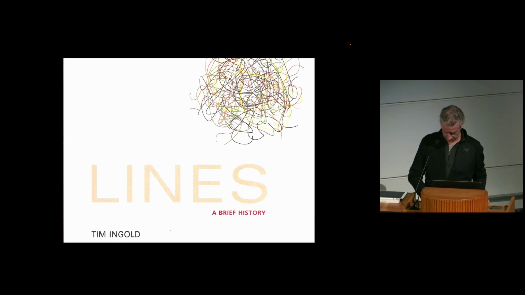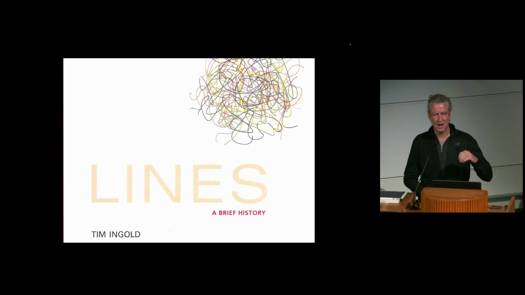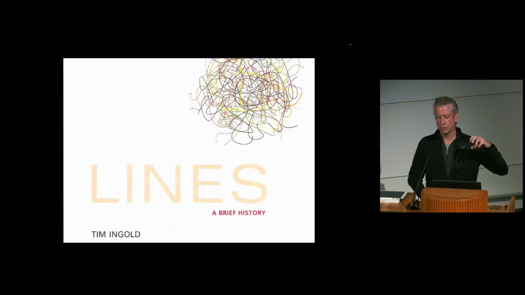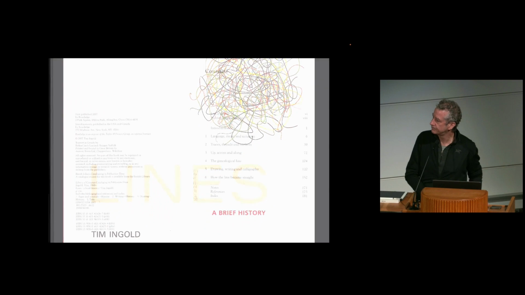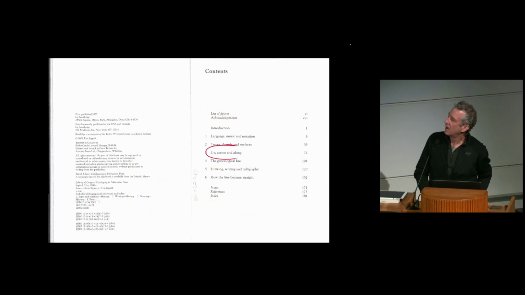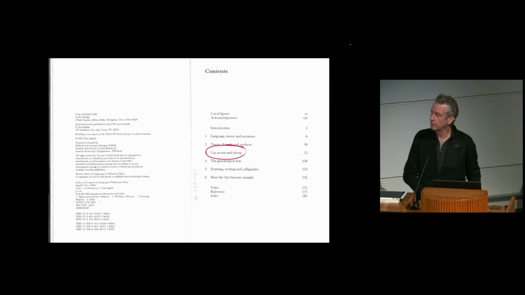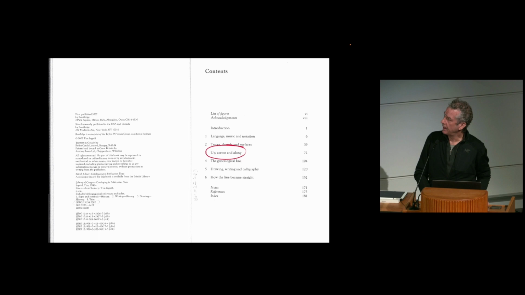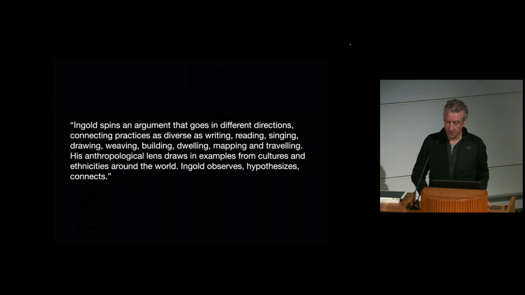And so that's a big part of what I've tried to do with the book. While there are technical tutorials in there, I'm really trying to tell a much more nuanced, complex story. Not complicated, complex. So this is the table of contents for Ingold's book, and I love this idea of up, across, and along.